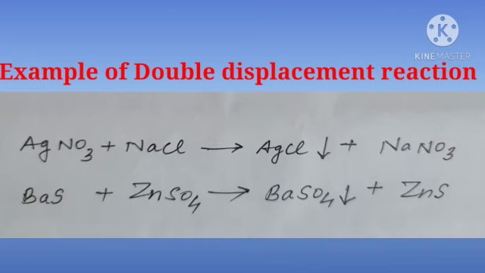Let us see the examples of double displacement reaction. When silver nitrate is treated with sodium chloride, then silver chloride is formed along with sodium nitrate. Silver chloride is a white colored precipitate. A precipitate is an insoluble substance which always settles downward. See the second example. When barium sulfide reacts with zinc sulfate, then barium sulfate and zinc sulfide are formed. In this reaction, barium sulfate is the precipitate, and it is an insoluble substance which settles downward.